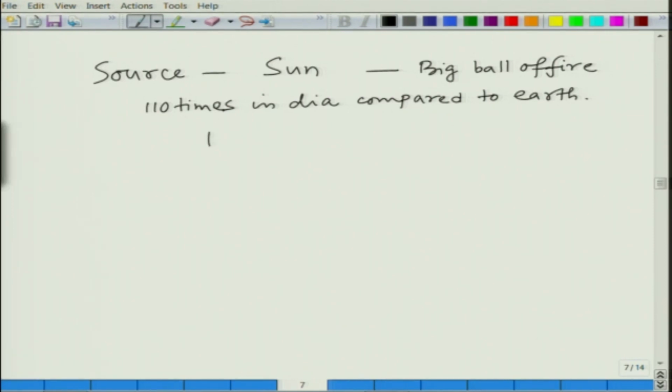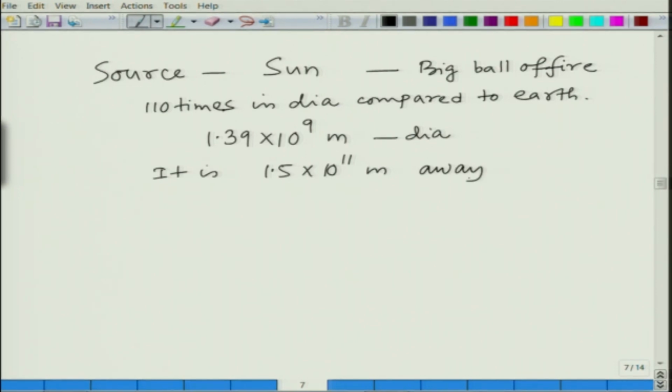So, what is the diameter? The diameter of the sun is 1.39 into 10 to the power 9 meter, and it is 1.5 into 10 to the power 11 meter away from the earth. So, you can think of it as 100 suns away.